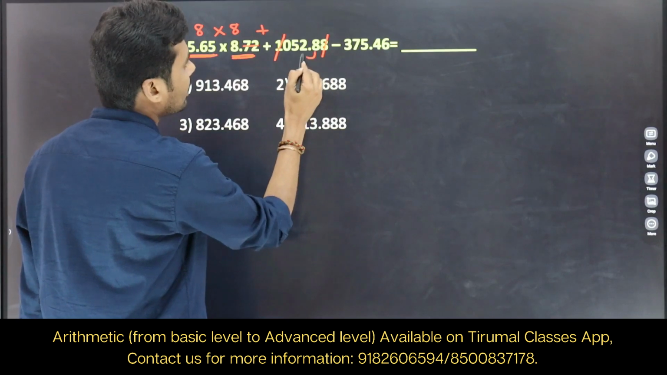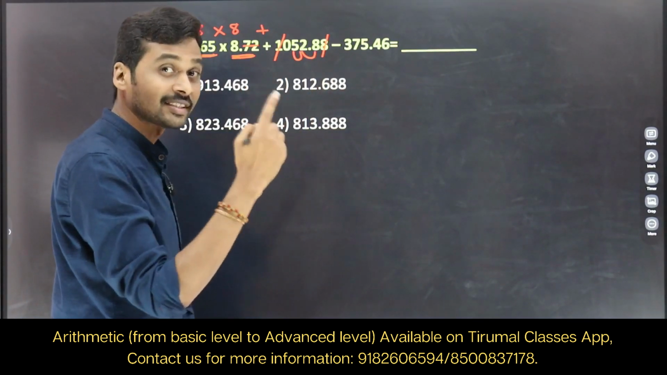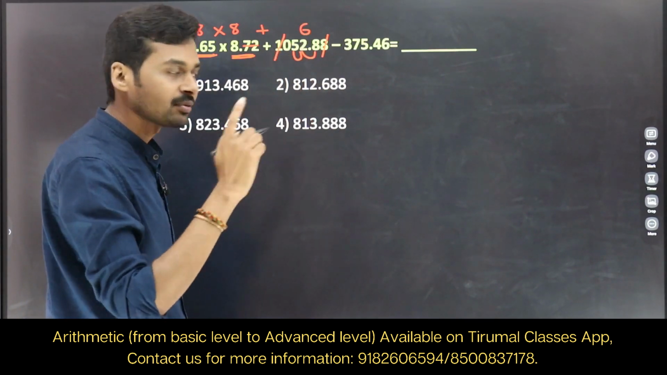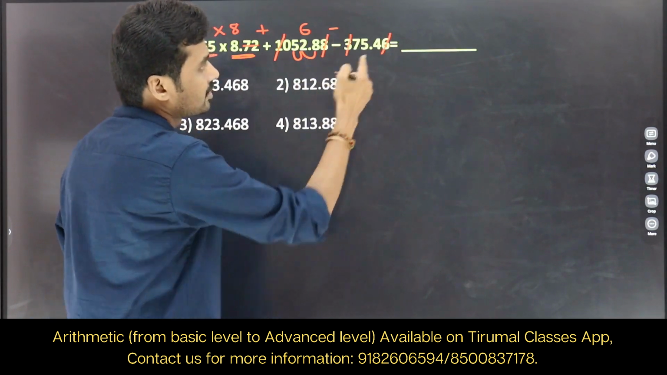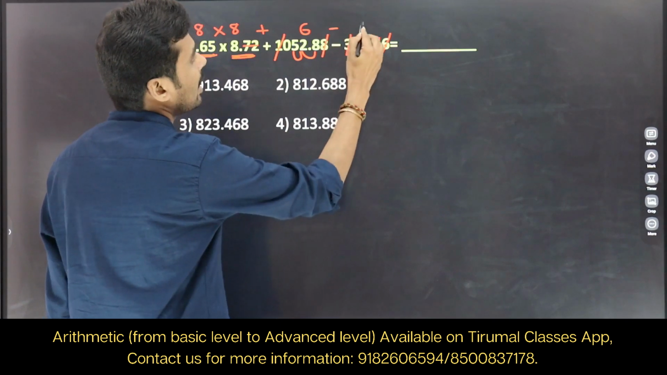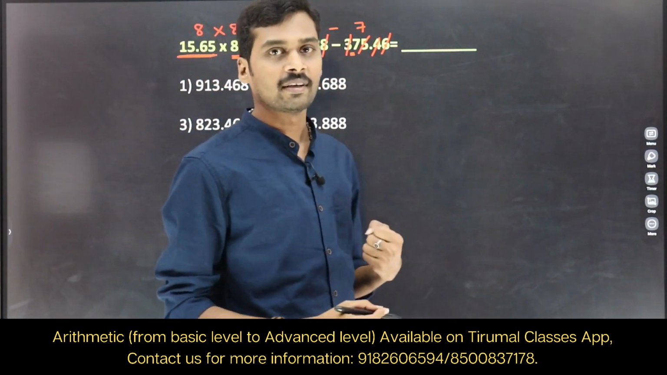Now the remaining number: 8 plus 2 is 10, 10 plus 5 is 15. 15 means the single digit sum is 1 plus 5, which is 6. Minus, again 6 and 3: 6 plus 3 is 9, 5 plus 4 is 9. So the remaining value is 7.